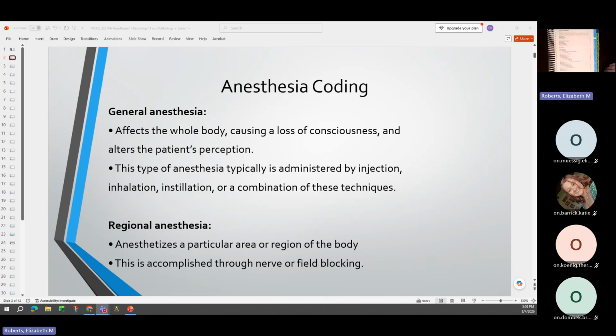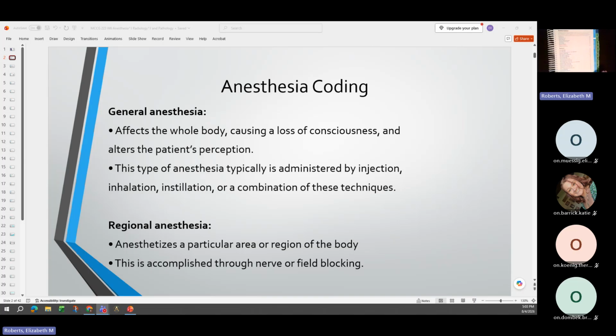So there's a couple of different types of anesthesia. There's general anesthesia, there's regional anesthesia. There's also moderate sedation, which is a different kind of anesthesia, I guess you could call it. So general anesthesia is what we're coding in this section of the book.